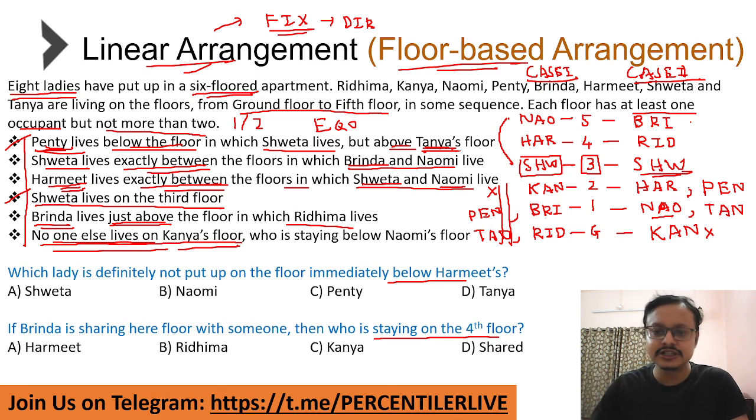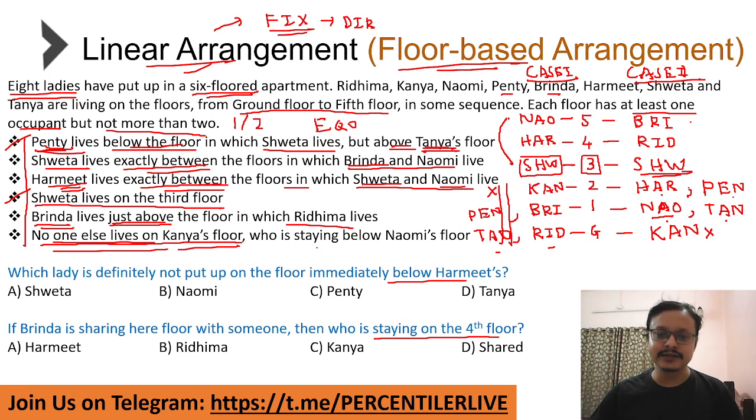The only difference is here on the first floor you have Brinda and Penty, and on the ground floor you have Riddhima and Tanya. Whereas in this case, case 2, you have Harmeet and Penty sharing the second floor and Naomi and Tanya sharing the first.